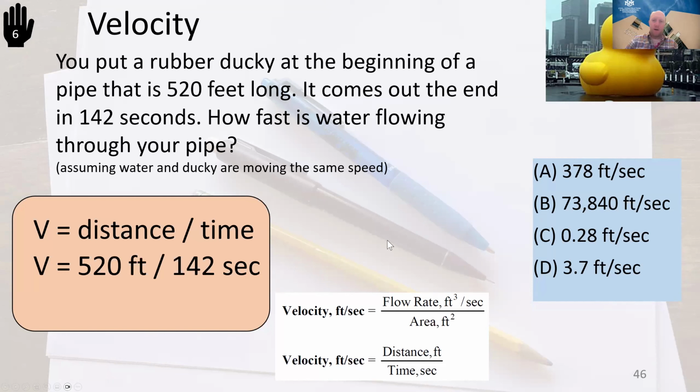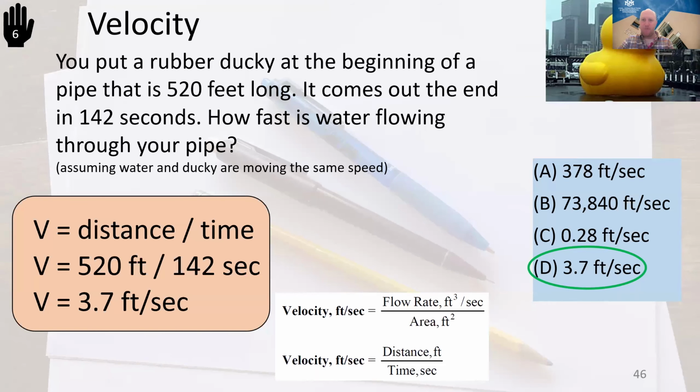Okay, so I already wrote down my equation. That's the first thing I wanted to do: velocity equals distance over time. And then I just plugged in my values, 520 feet divided by 142 seconds. I plugged that into my calculator and came out with 3.7 feet per second. So our answer is going to be D. Great job, most of you got that.